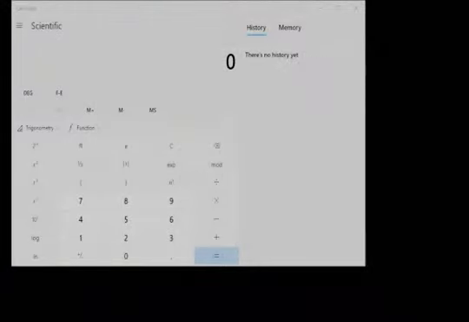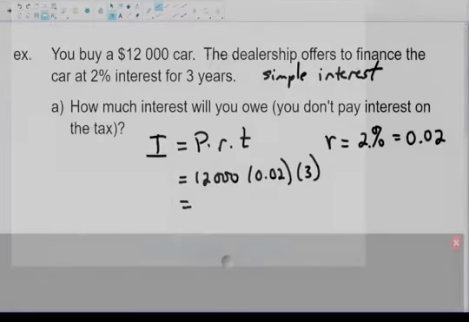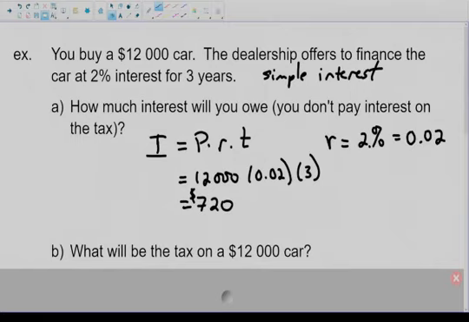So let's switch over to the calculator here. So we've got 12,000 times 0.02 times 3. So that equals $720. Okay, so in interest alone, you're going to have to pay $720 on that car.